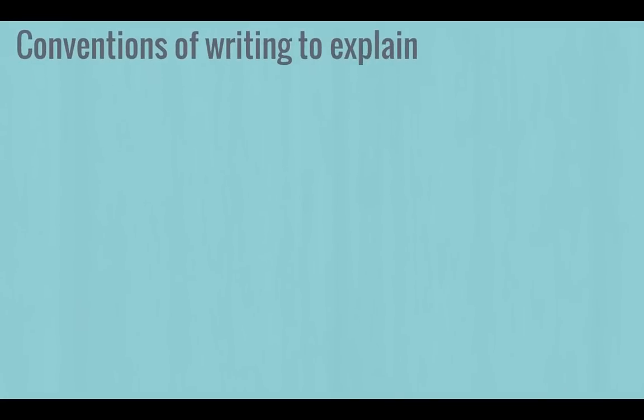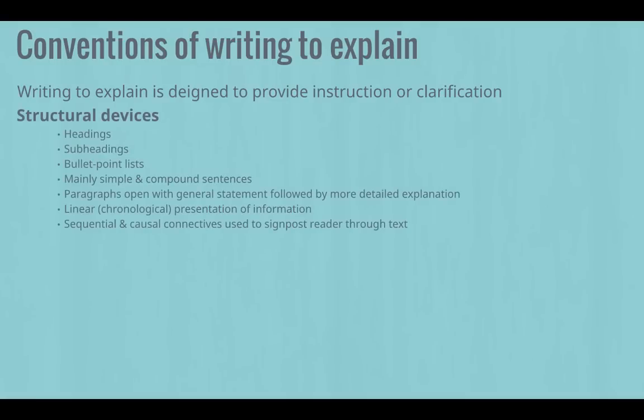Okay, so now we come to the final purpose for transactional writing, which is writing to explain. This is very similar to writing to inform, and as I said earlier, often one purpose is dominant and then you get a secondary purpose, and quite often inform and explain go together because they are so similar. So writing to explain is designed to provide instruction or clarification. It's things like textbooks, maybe an article or a web page that help people to gain a clearer, better understanding of a topic.